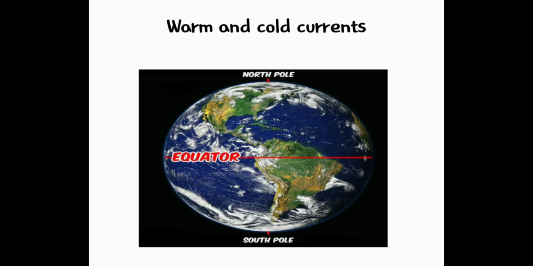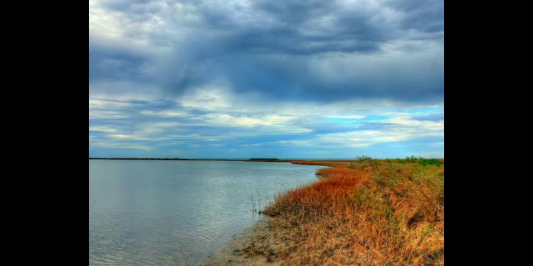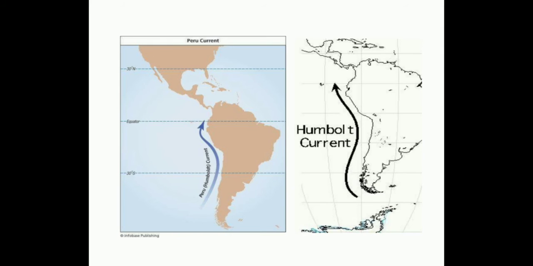Ocean currents that move from the equator to the poles are warm ocean currents, whereas ocean currents that move from the poles to the equator are cold ocean currents. An example of a warm ocean current is the Gulf Stream, which washes the shores of the Gulf of Mexico. An example of a cold ocean current is the cold Peruvian current, which washes the western shores of South America.